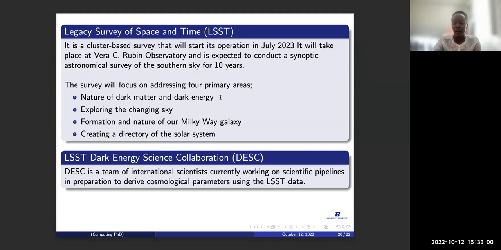What I'm working on, the Cosmo DC2 data, is simulated data that tries to emulate the LSST observatory data that will be coming in future. So in a way, we're trying to prepare for the coming observatory data.